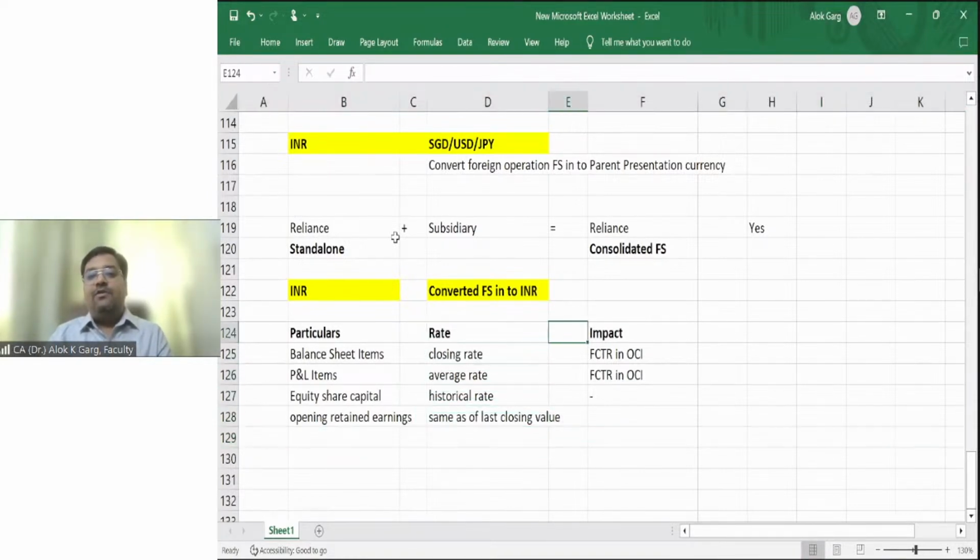Okay, friends, the same thing. Yes, sir. Sir, if the subsidiary, associate or joint venture has any goodwill, what about goodwill? It has to be translated at closing rate, and the impact will go to FCTR. Is that clear? Any doubt here?